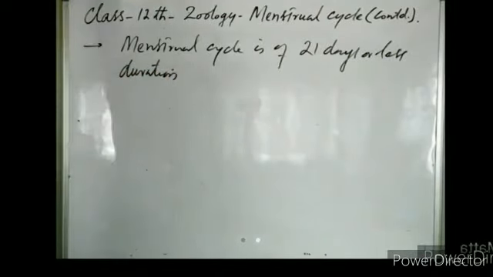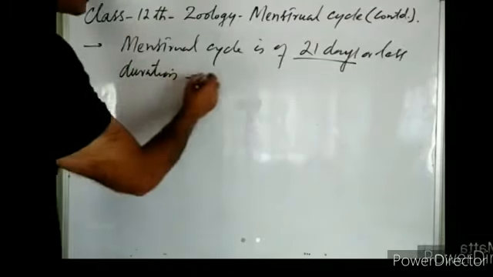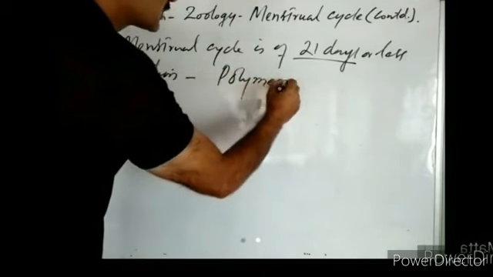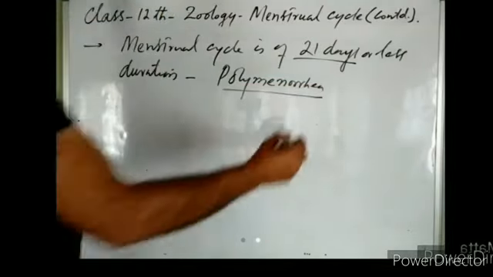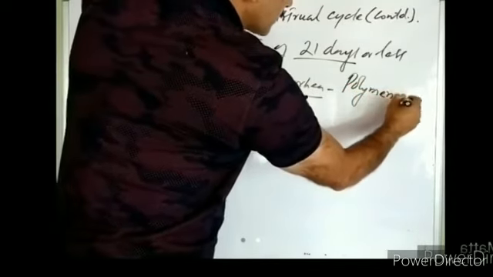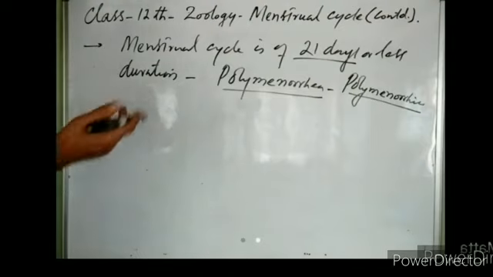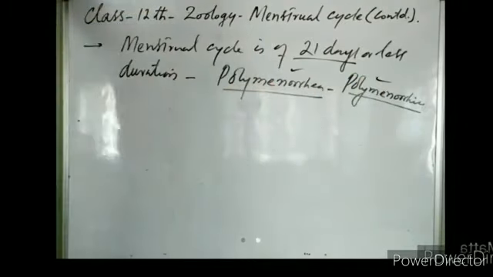There are some females in which the menstrual cycle is of 21 days duration or less than that. Those females are known as polymenoric females, and that condition is known as polymenorrhea. So those females in which the menstrual cycle is repeated just after 21 days or less than that are known as polymenoric females, and the condition is known as polymenorrhea.